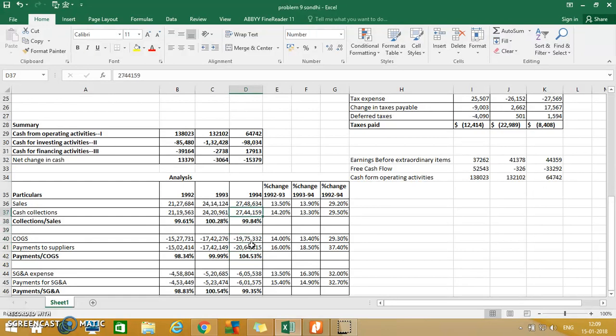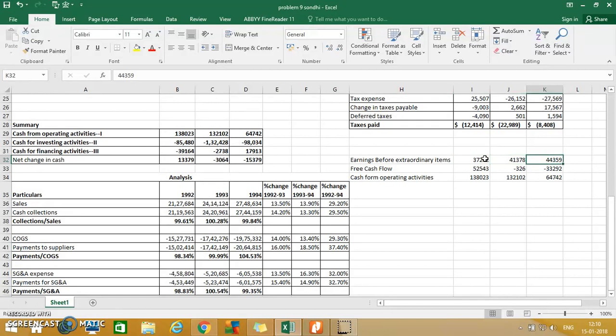Now when we look at the third part, which he asked you to look at, the earning before extraordinary items, the earning before extraordinary items have been increasing from 37,262 millions to 41 and 44,359 millions. This is something which one has to investigate.